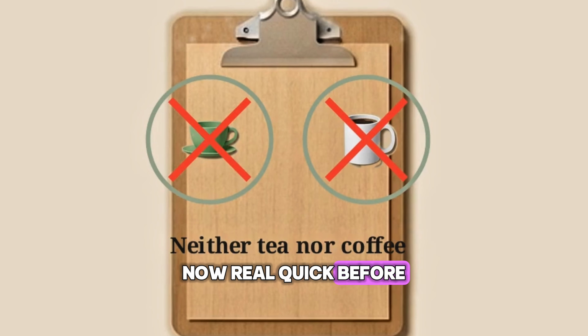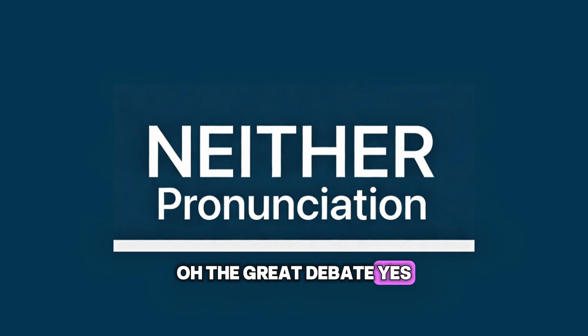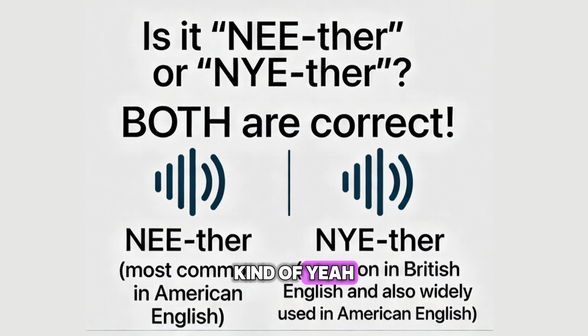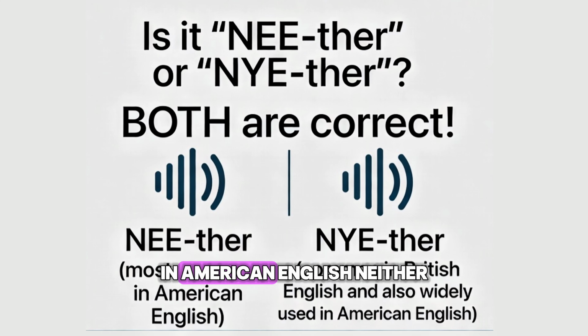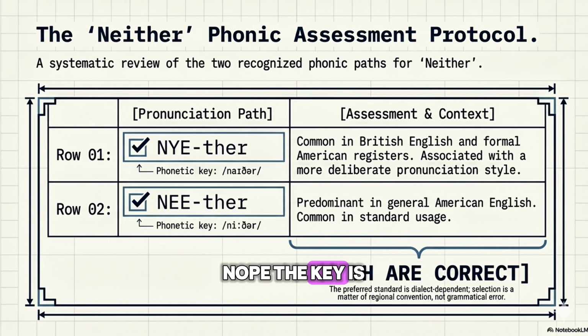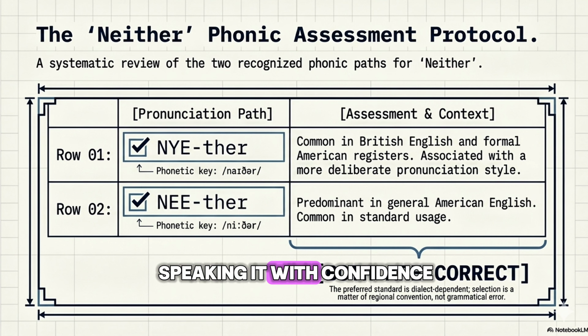Now, real quick, before we move on, we have to address the pronunciation. Oh, the great debate. Yes. Is it neither or NY ether? Are we all just making it up? Honestly, kind of. Yeah. Both are completely correct. In American English, neither is more common, and British English leans heavily toward NY ether. So there's no right or wrong. Nope. The key is just picking one and speaking it with confidence. There's zero difference in meaning.